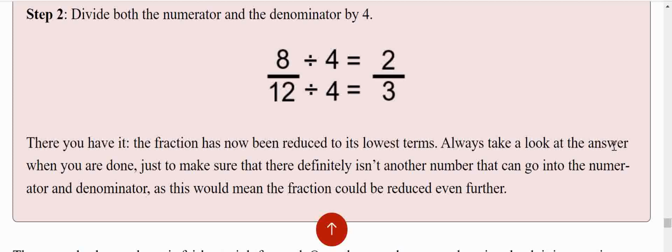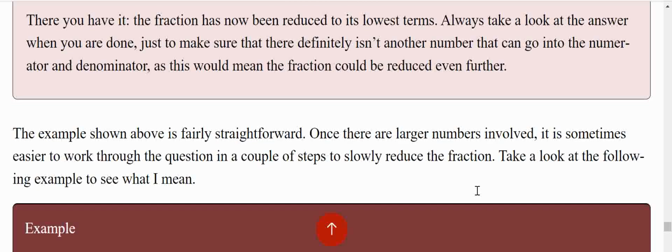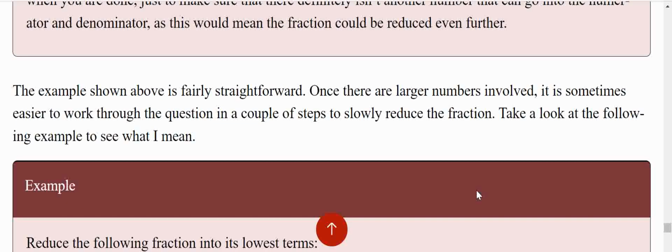Always take a look at the answer when you are done, just to make sure that there definitely isn't another number that can go into the numerator and denominator, as this would mean the fraction could be reduced even further. The example shown above is fairly straightforward. Once there are larger numbers involved, it is sometimes easier to work through the question in a couple of steps to slowly reduce the fraction. Take a look at the following example to see what I mean.